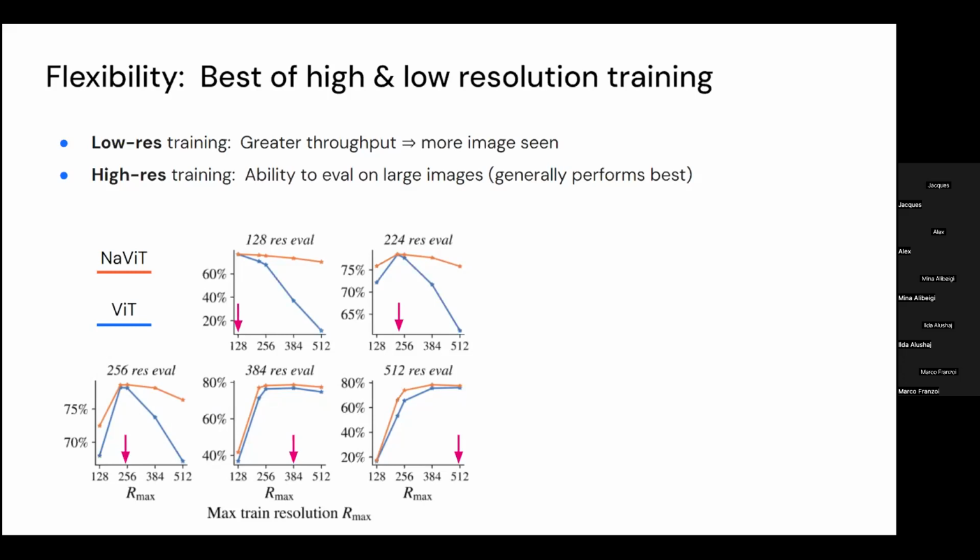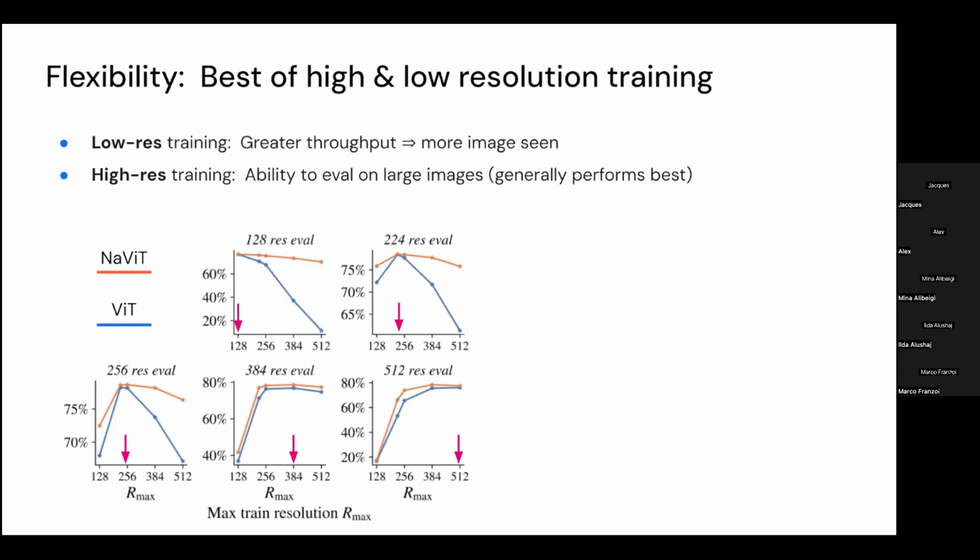But if you haven't seen any high resolution images in pre-training, one will have some penalty for going out of distribution. And so in this plot, what we show is evaluating standard ViT models and NaViT models at different resolutions. Each panel represents a different evaluation resolution, and on the x-axis we have models trained at different maximum resolutions. For the ViT models, the x-axis corresponds to the only training resolution. For the NaViT models, we train on all resolutions up to the point on the x-axis, so it's the largest resolution that the models see.